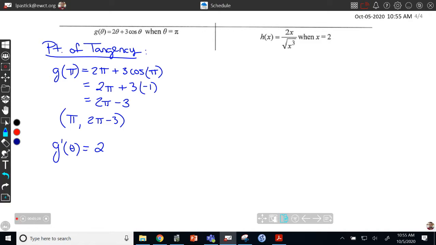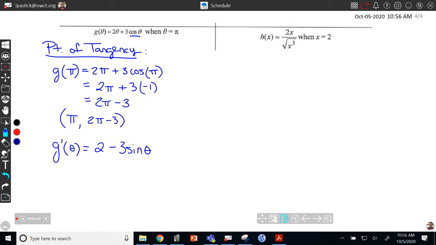Plus 3 cosine of theta, and by now we should hopefully know the derivative of cosine is negative sine. So it's just going to be the derivative of cosine, which is negative sine, times 3, so minus 3 sine of theta. From here, what we need to do is plug in pi into the derivative in order to find the slope of the tangent line.